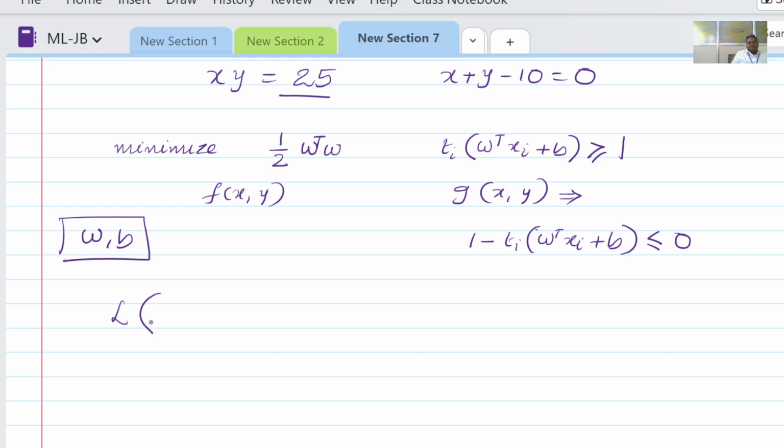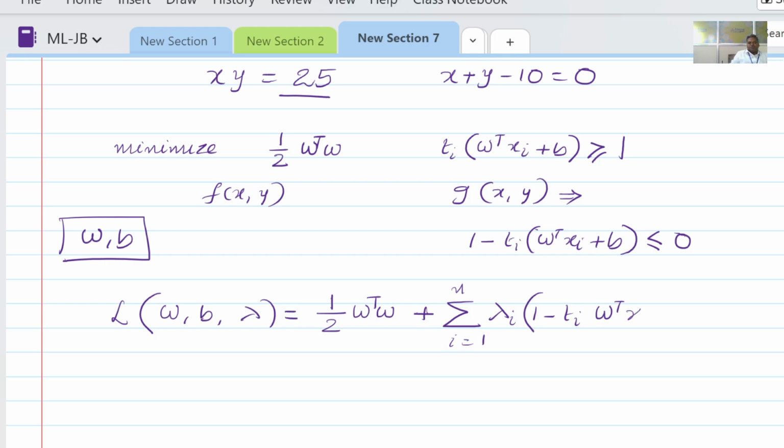This is our objective. So L of w, b and lambda is equal to the f of x, that is half of w transpose into w, plus, because we have many points, it is not a simple term, it is the summation i is equal to 1 to n lambda i into the condition 1 minus ti into w transpose into xi plus b.